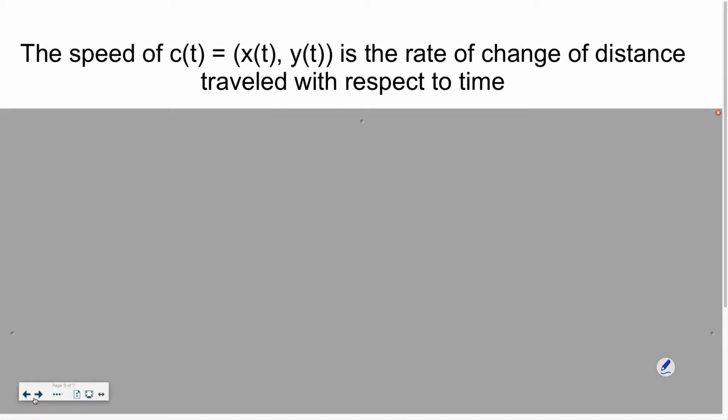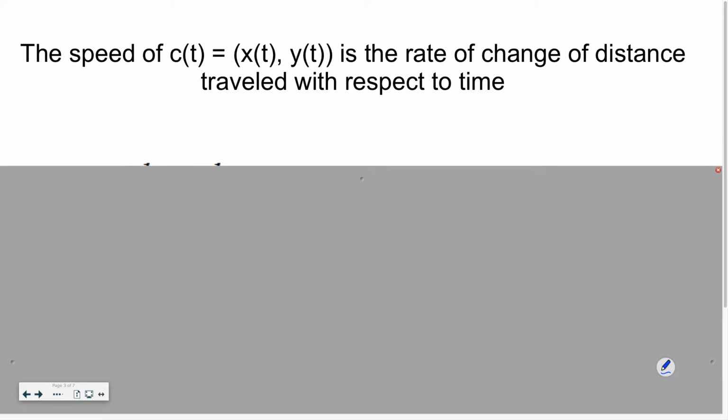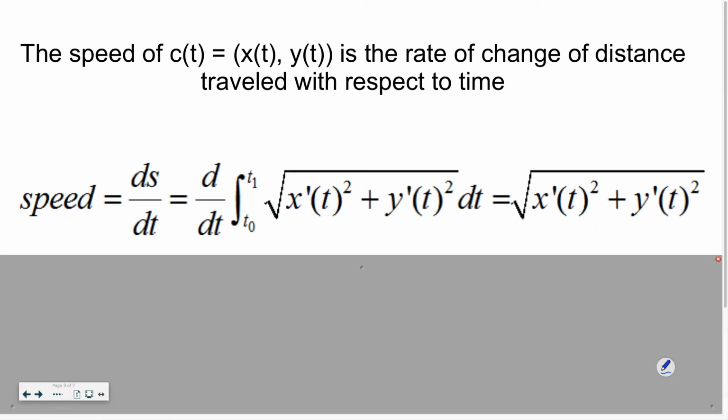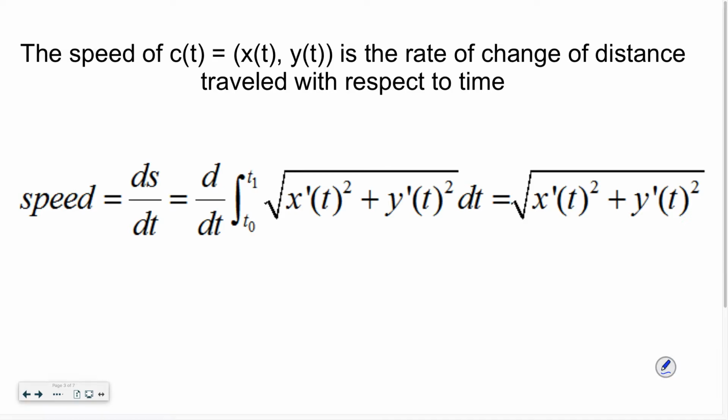Now, what if I wanted to know the speed? The speed of the circle. The speed you're going around the circle. Oh, wait, no, that's really nice, actually.